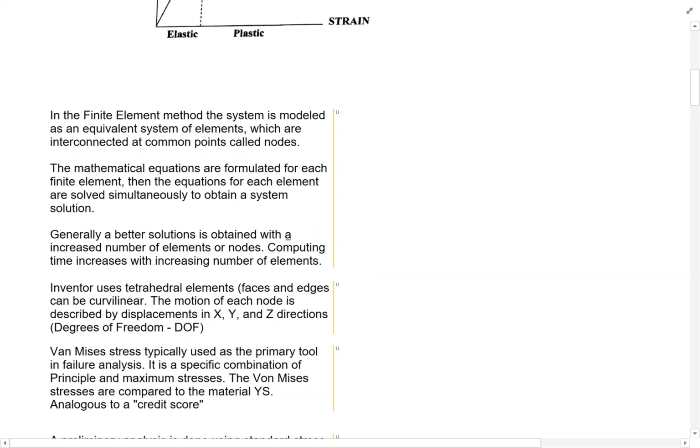But in any event, this portion of it's still good. The finite element method, again, you're basically taking your model and you're meshing it, breaking it up into a bunch of nodes, and then the software runs the mathematical equations, like we went over very quickly previously in this lecture, formulated for each of those finite elements. And then all those values are essentially pulled back together to create a system solution. So it's just an incredibly powerful tool.